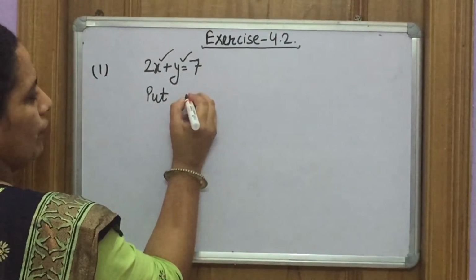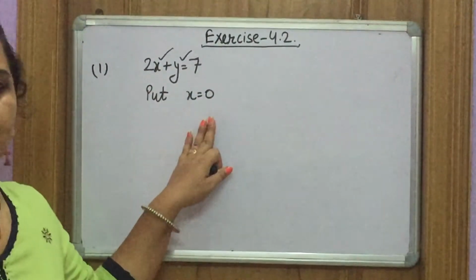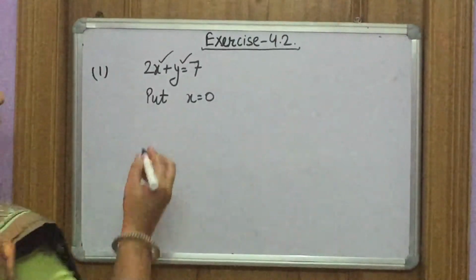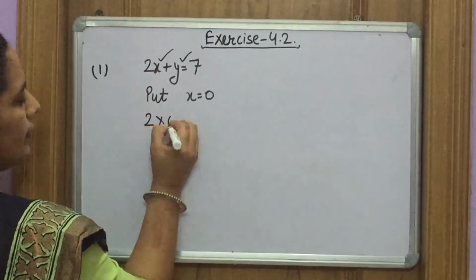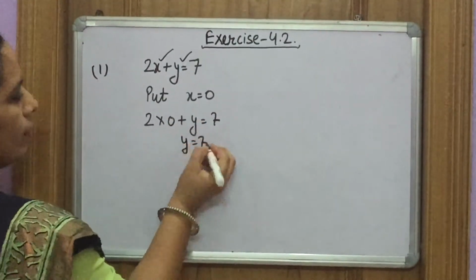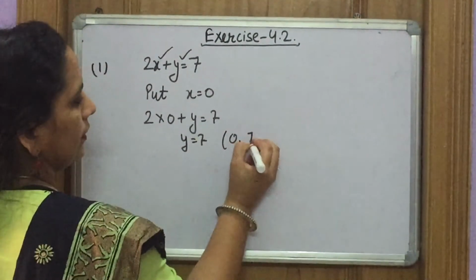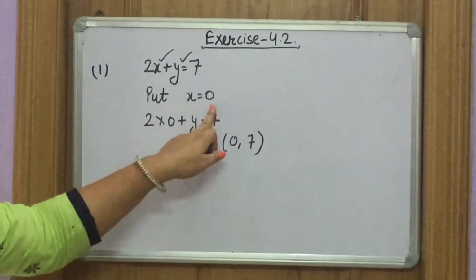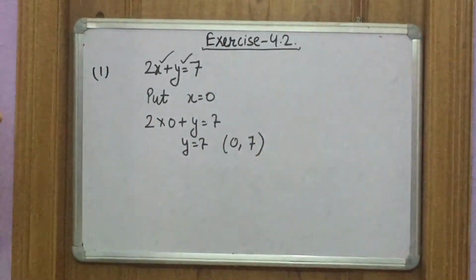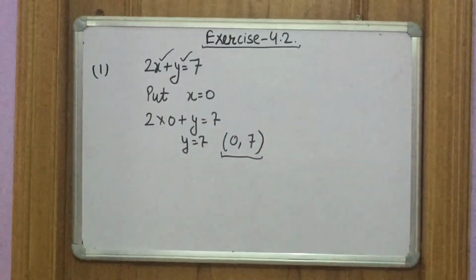So here when we put x is 0, the simplest value, you can start from 0. If you put x is equal to 0, then we will get y is equal to 7. So this is our first solution. Put the value of x in the first position and the value of y in the second position. So this is our first solution of this equation.